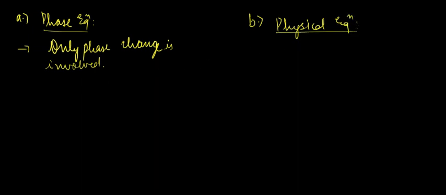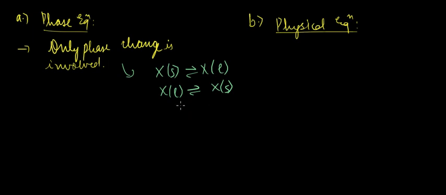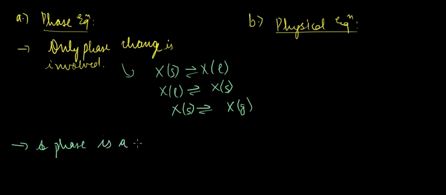So when only phase change is involved, we can write that Xs converts itself into Xl and Xl converts itself into Xs, and similarly Xs gets converted itself into Xg. Okay, so a phase is a homogeneous portion of a system.